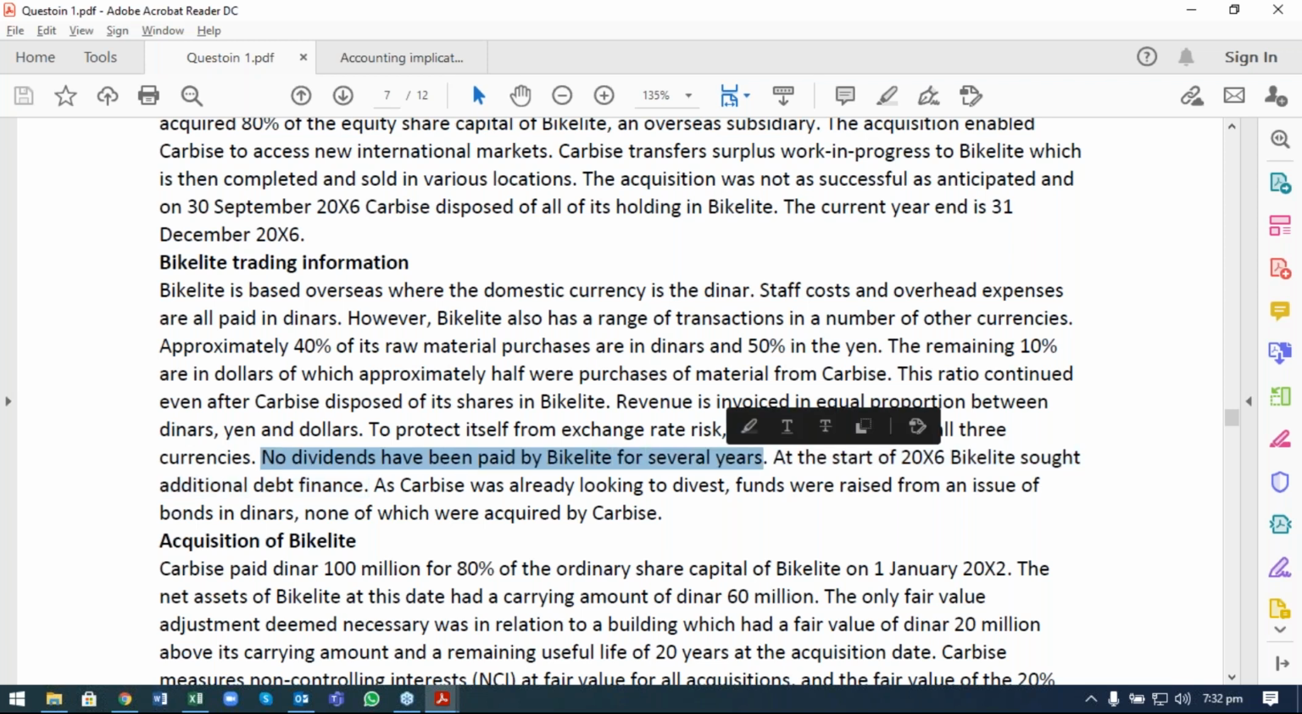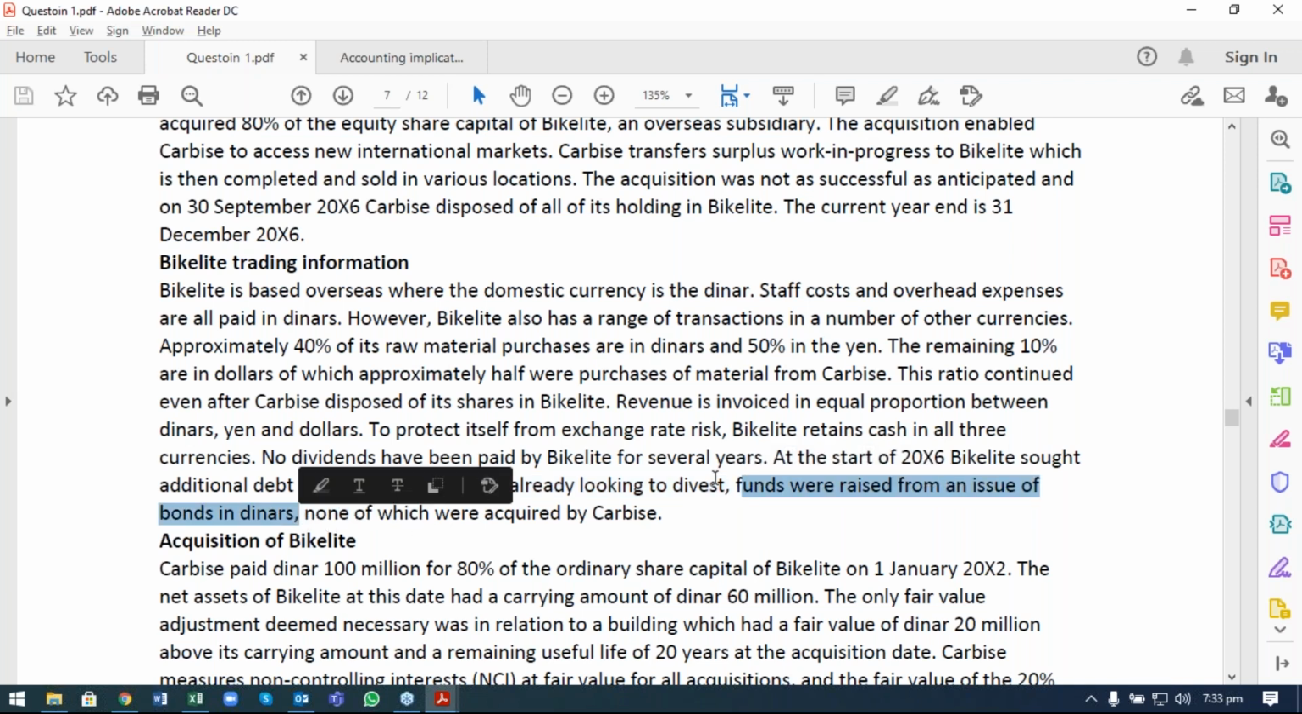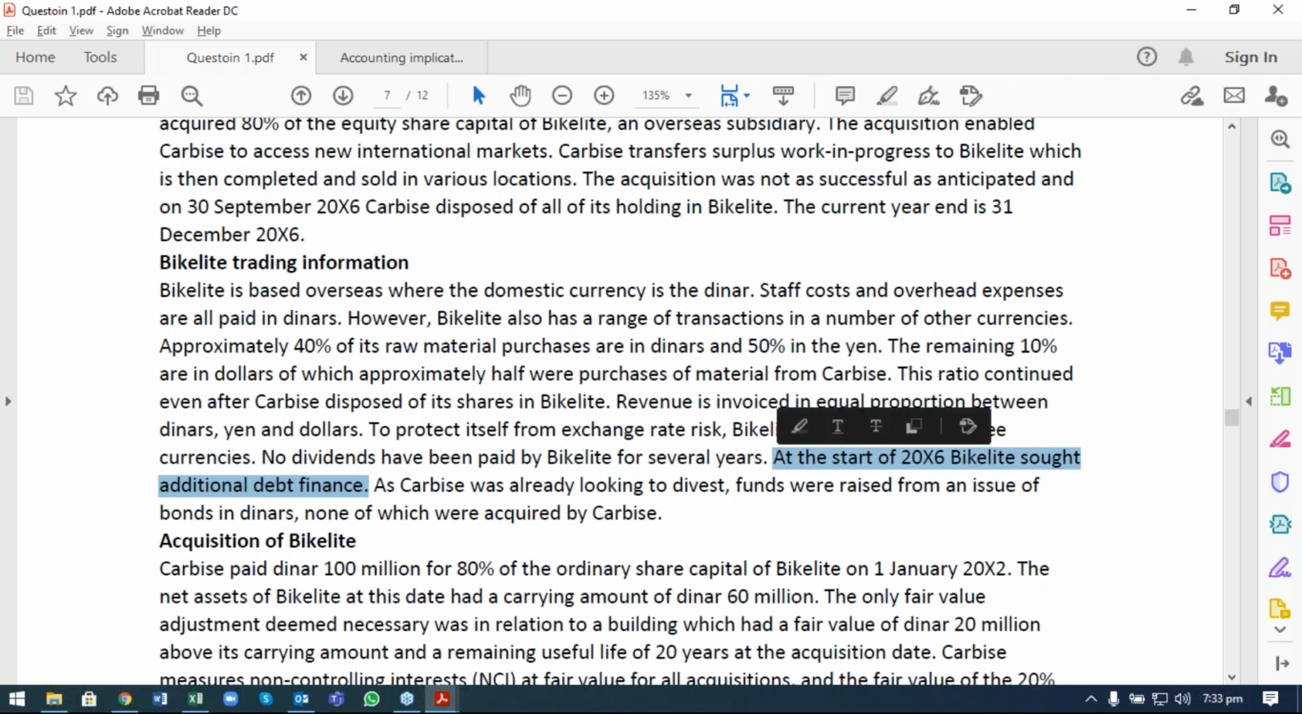No return has been paid for several years, and as Carbise was already looking to divest, funds were raised from the issue of bonds in dinars. Yes, this is the information which is given. So Backlight issued debt instruments, debt finance, to third parties. Out of these debt instruments, none was purchased by Carbise, and all the finance raised by Backlight was in dinars.